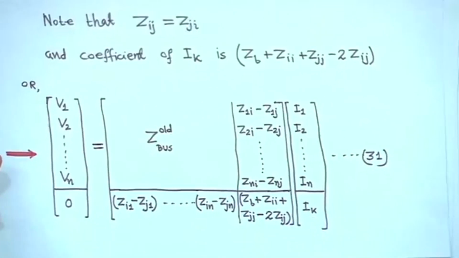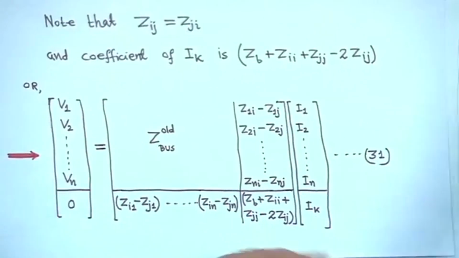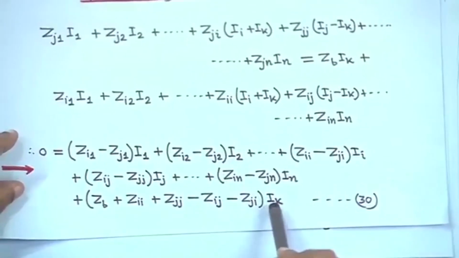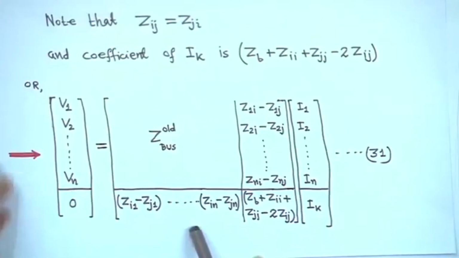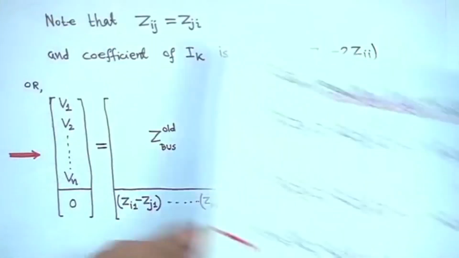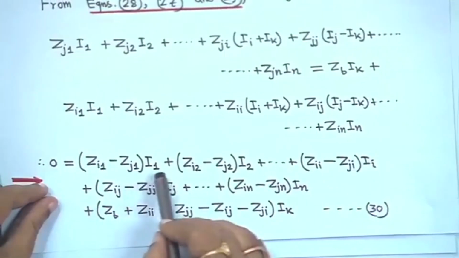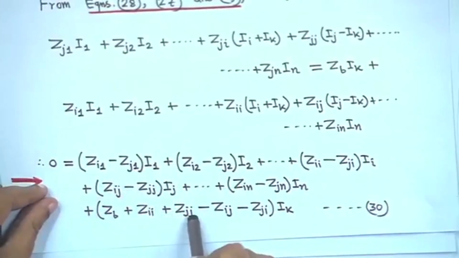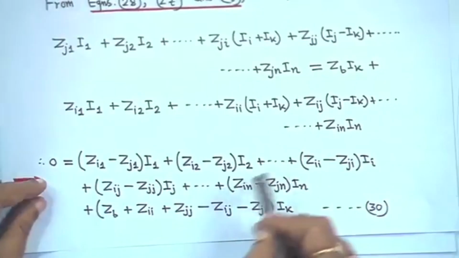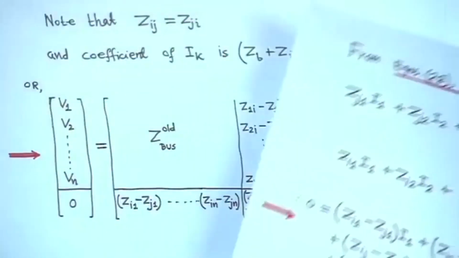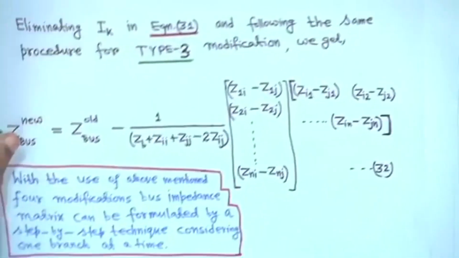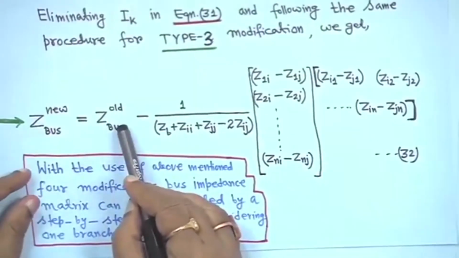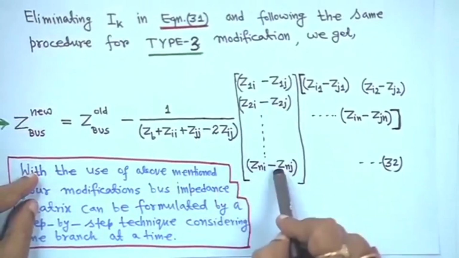So, this way it is written that 0 is equal to this whole thing. That is actually written here. After that, from this equation only, you find out I k in terms of I 1, I 2, divided by this one, whatever way it comes. Then if you do so, you will get some expression, and from there you will derive this part, because this Z bus old will be there, but this modification will be there.